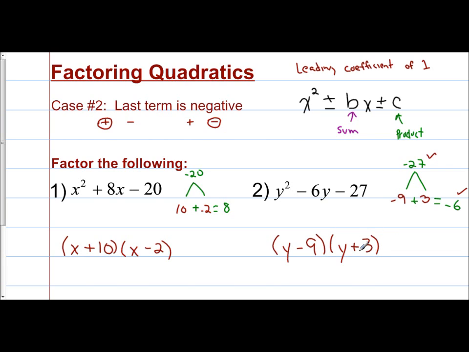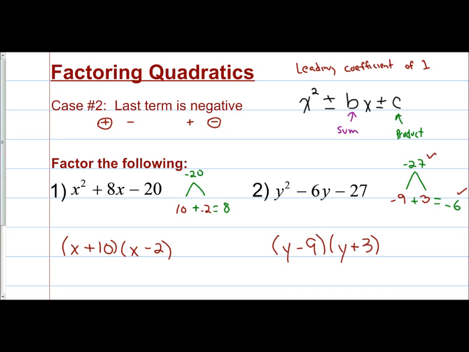So again, look for the pattern. You have a negative product, so you see you have opposite signs on the inside. If you have a positive sum, the larger number is going to be positive. And if you have a negative sum, the larger number is going to be negative.